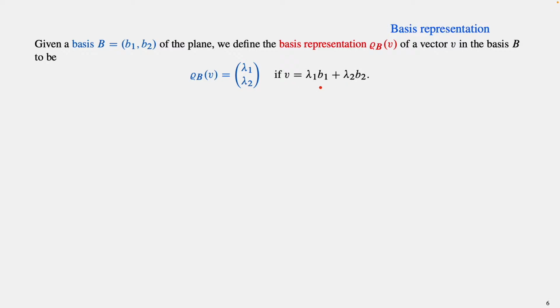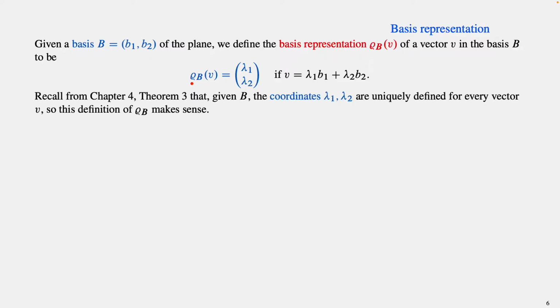So recall, because B is a basis, I can express v as a unique linear combination, lambda 1 b1 plus lambda 2 b2. And if I take these two coefficients and write them into a vector, then I call this the basis representation of v in the basis B. Yeah, and I'll use the Greek letter rho for this representation map. And as I said, these coordinates are uniquely defined for any vector v, so this is indeed a well-defined map.